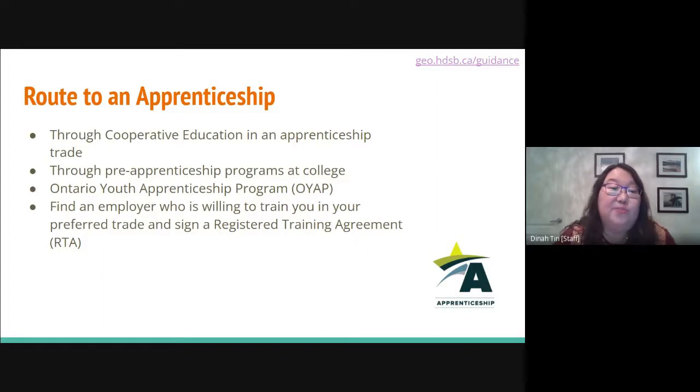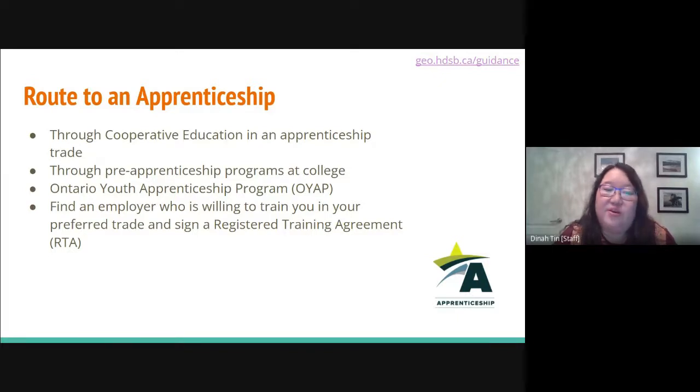You can also do a pre-apprenticeship program at college. There are some pre-apprenticeship programs at college that you can do. Also, there are Ontario Youth Apprenticeship Programs, or OYAP programs. We have 3 of those at our school. We have an automotive OYAP, a cosmetology or hairstyling OYAP, and a woodworking, carpentry, construction OYAP.